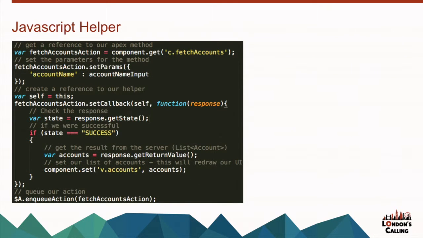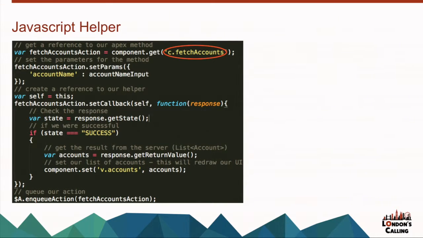Okay, so now the fun stuff. Providing we have a value, we're going to want to go server-side to query our accounts. As we saw in the first slide, we referenced our Apex controller. In our helper, we now want to go server-side and call our fetchAccounts method. We can do that using c dot. Rather than referring to our JavaScript controller, in the helper instance this is going to reference our Apex method of fetchAccounts.